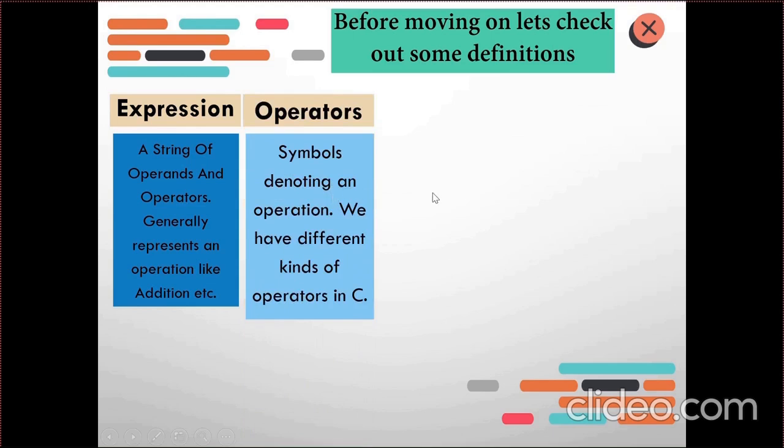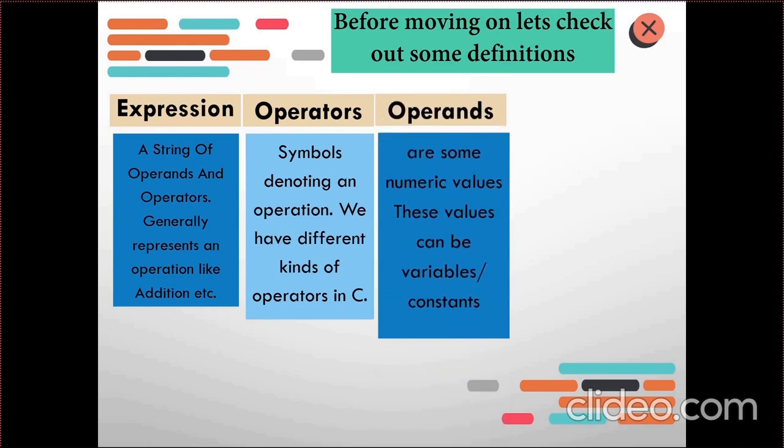So that leads us to the operators. Operators are the symbols denoting an operation. We have different kinds of operators in C, as you might have gone through all of them while studying C. So in case of a plus b, as we already discussed, plus is the symbol which tells the compiler that it is an addition operation. Similarly, the operands are some numeric values which are involved in an expression. These values can be variables or constants. Like in this case of a plus b, we are using the variables a and b.